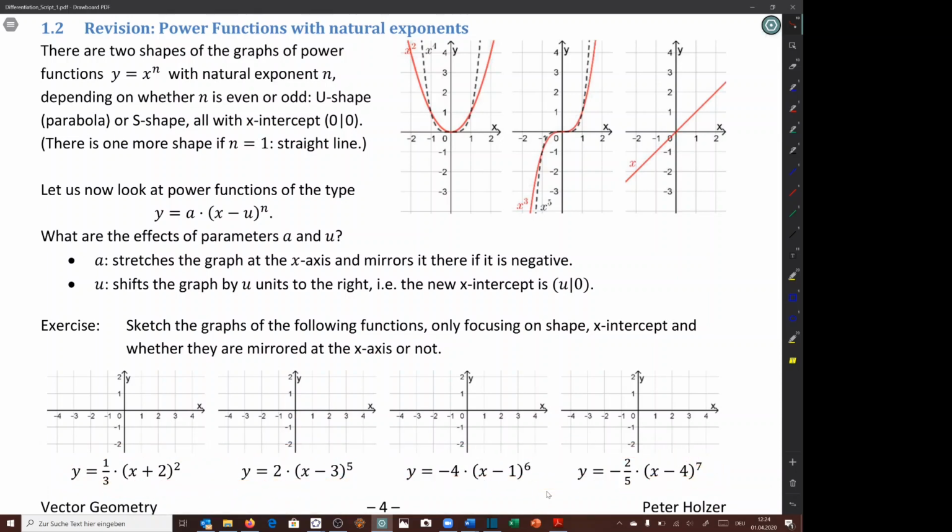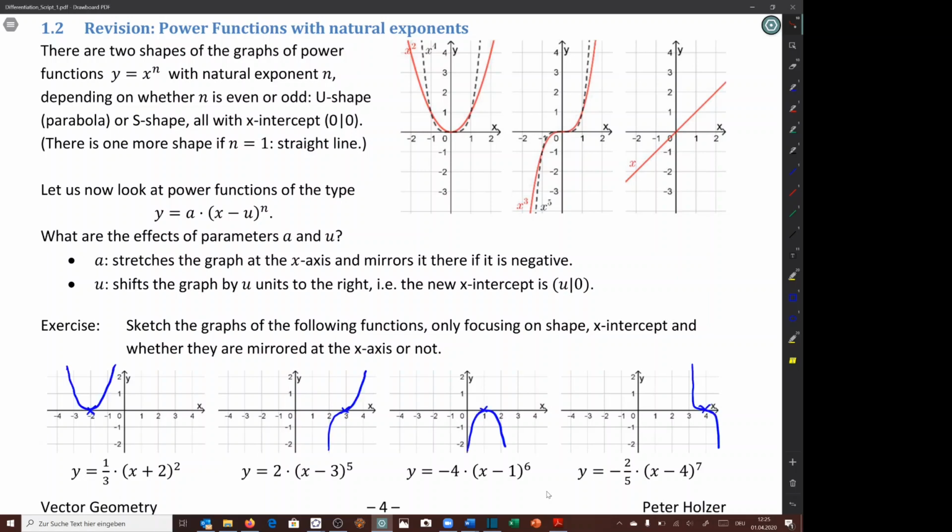When sketching it, the important thing is just that you make the shape correct, that you get the right x-intercept or 0, and that you consider whether it is mirrored or not. It is not important by how much they are stretched. So go ahead, sketch these 4 graphs, stop the film, and here comes the solution, so you can verify your own.